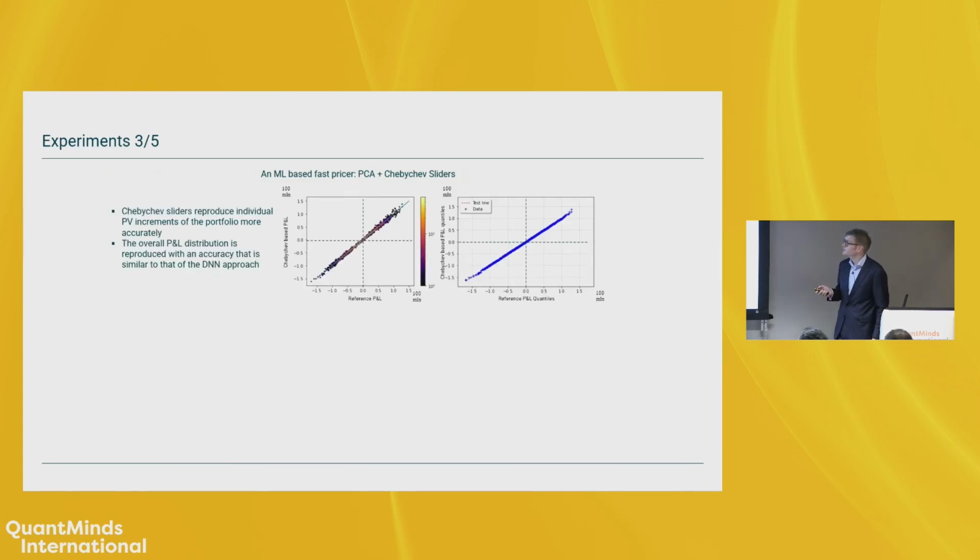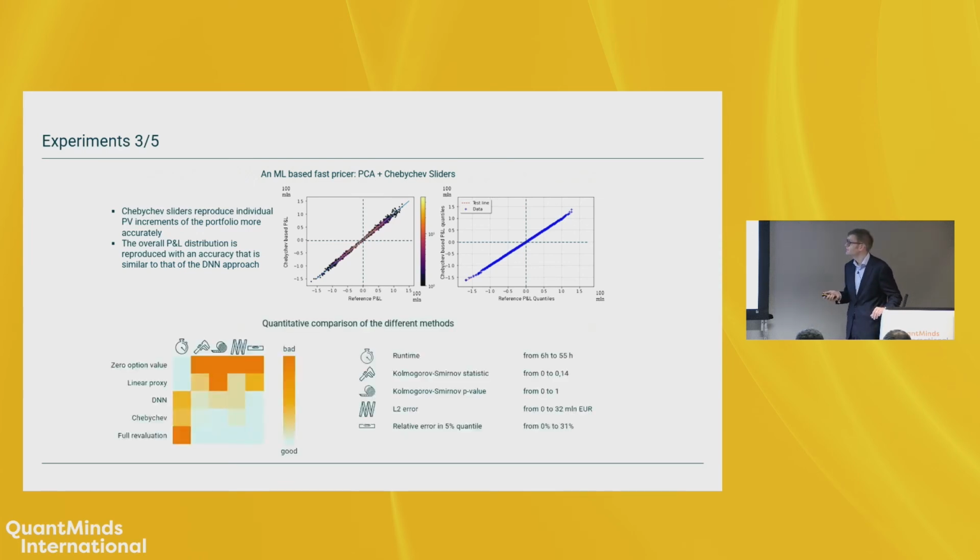And this is what we got for Chebyshev. So the shape is a bit different. We have less noise around the base scenario. And again, a good QQ plot.